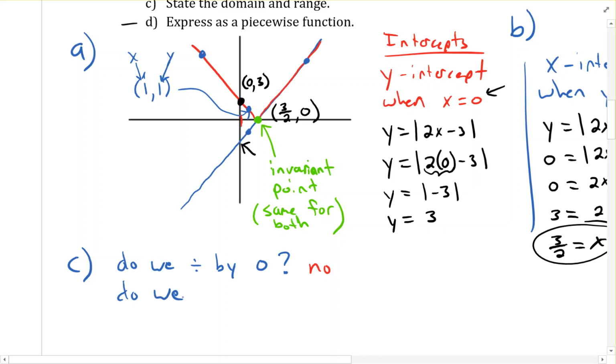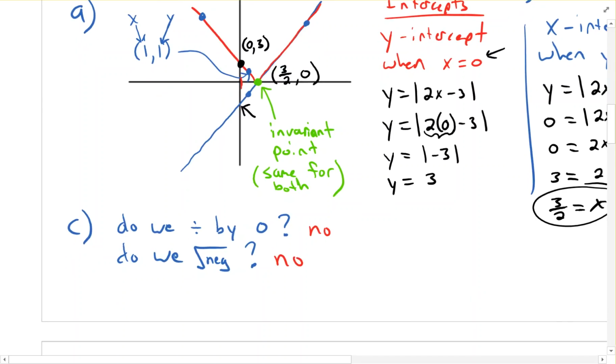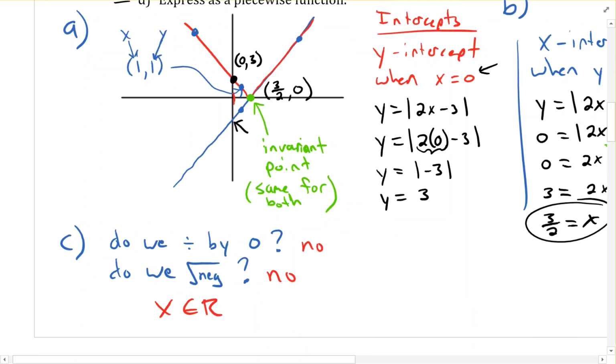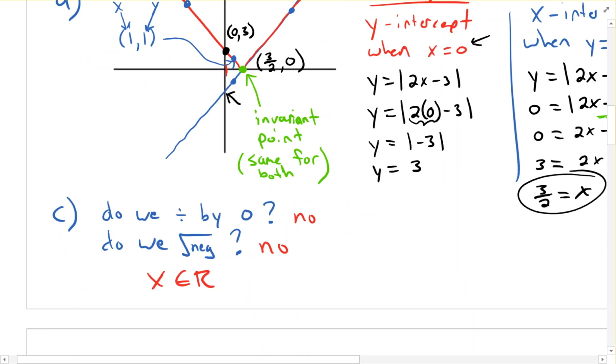Do we take the square root of a negative? And the answer is no. So there's no place that some value of x isn't going to work. So what we'd say then is that x is any real number. That's going to be like this for pretty much all of these. Okay. The other part of this, so that was domain.